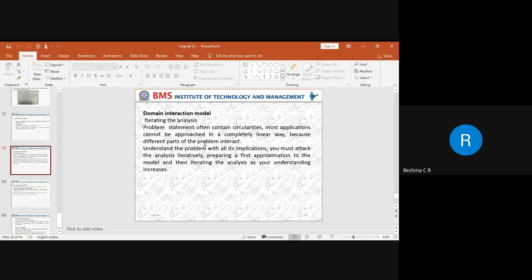Next thing is to understand the problem with all its implications. That means when you have defined a problem statement and you are identifying it with respect to a particular approach, what are the implications? Implication indicates the pros and the cons. So we are defining the features of the system. What are the different features of the system? How do we define them?